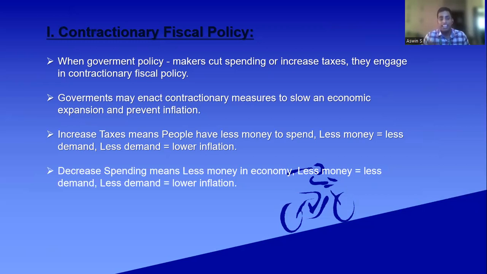Increasing the taxes means people have less money to spend. Less money means less demand, and less demand means lower inflation. So it is used to combat inflation. Instead of increasing the taxes, we can also decrease the government spending. This means less money in the economy, which means less demand, and less demand essentially leads to lower inflation.